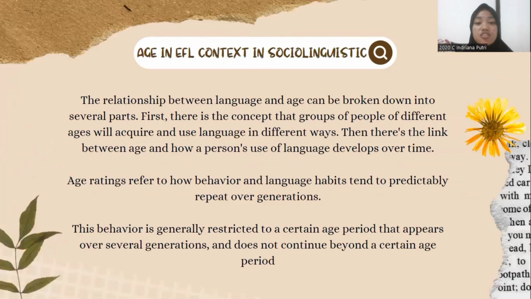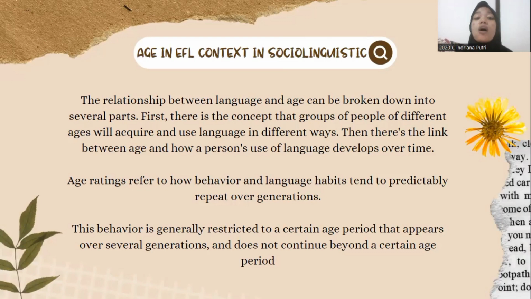The next material is about age in EFL context in sociolinguistics. The relation between language and age can be broken down into several parts. First, there is the concept that groups of people of different ages will use language in different ways. Then there's the link between age and how a person's use of language develops over time.